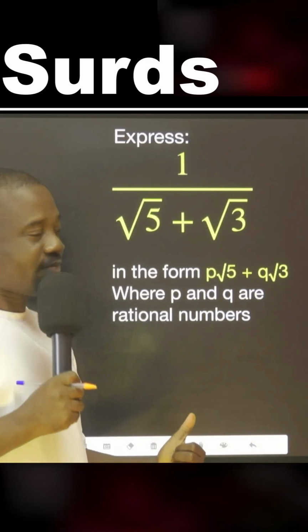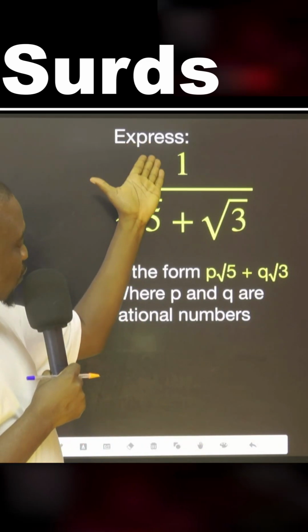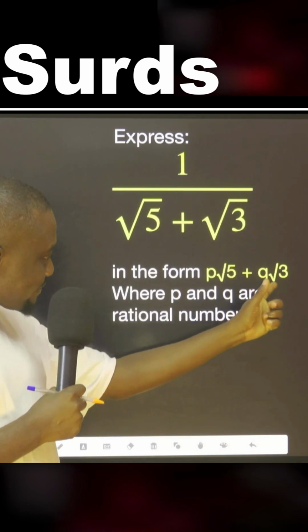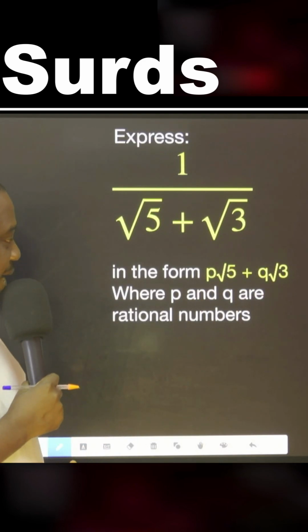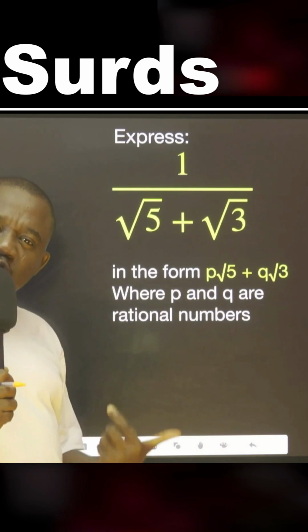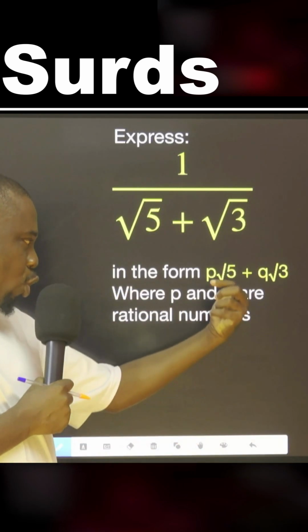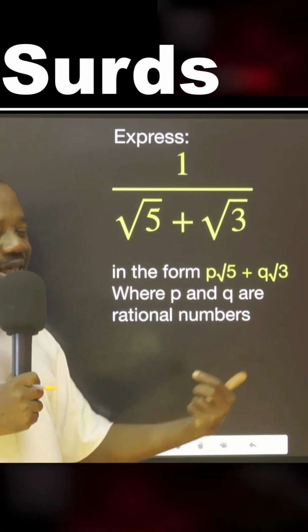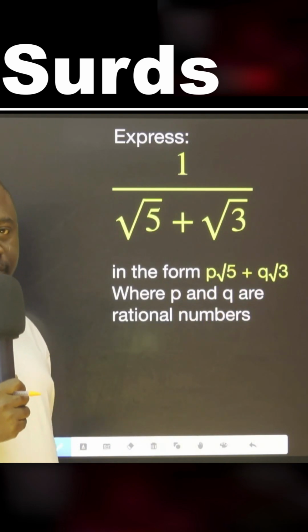Let's look at this question. It says we should express this in the form of this. That is, whatever you're going to get from here should contain the square root of 5 and the square root of 3. Let's start.